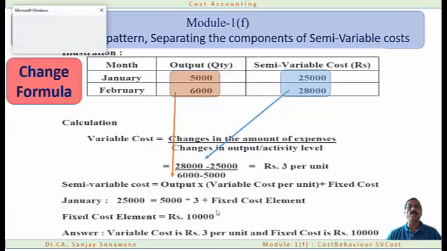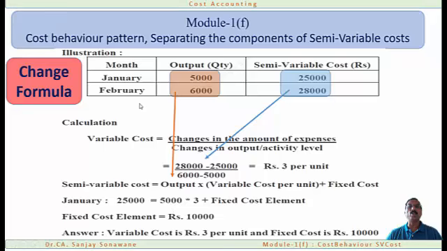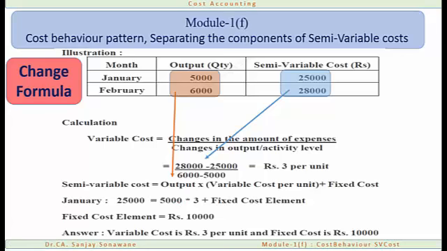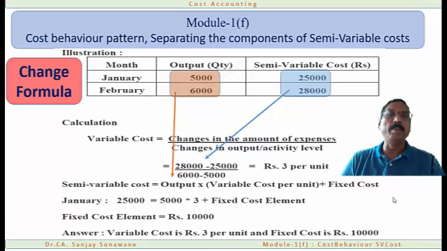Now it is not necessary that you do the calculation for January only. If you substitute the figures of February, then also you will get the same result, fixed cost is 10,000. You can do the calculation. 6,000 multiplied by 3, and this side it is 28,000. So 28,000 minus 18,000, again fixed cost you will get 10,000 only. So ultimately here we have used the change formula, and by using the change formula we have worked out the variable cost, and finally worked out the fixed cost.